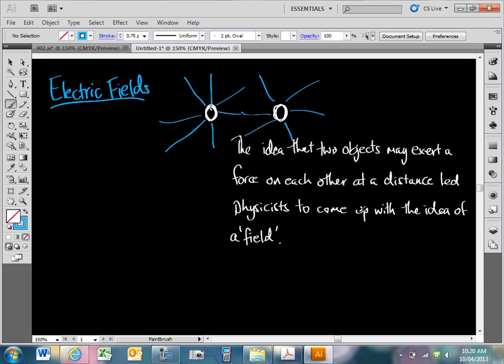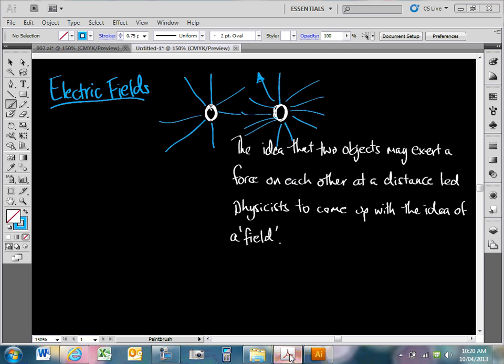Does anybody know how you display the magnitudes of these forces or these fields? Yes, you can draw arrows for the directions. What about the magnitude? Density of the lines, thank you, was what I was looking for. So if I put more lines in here relative to the other one, then this charge here on the right tends to have a greater electric field around it. But we'll talk about it in detail in a second.